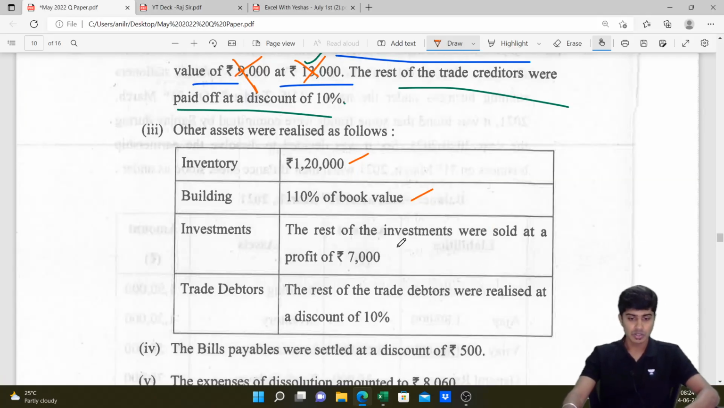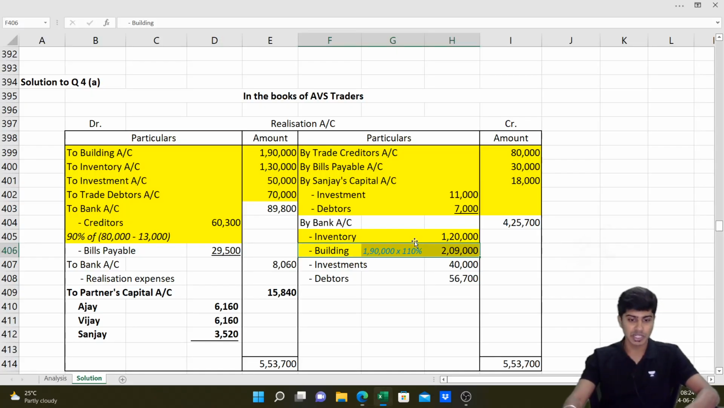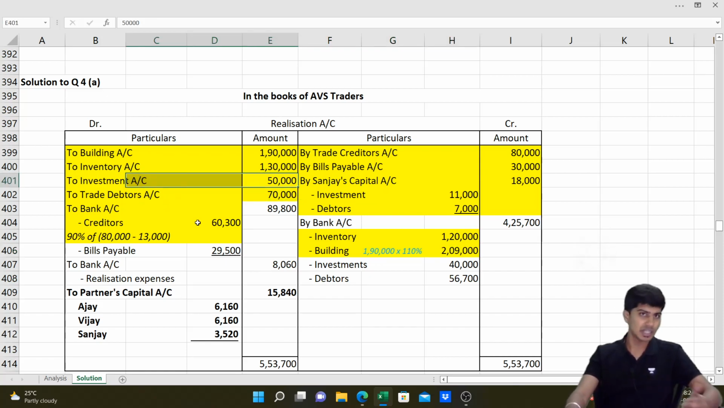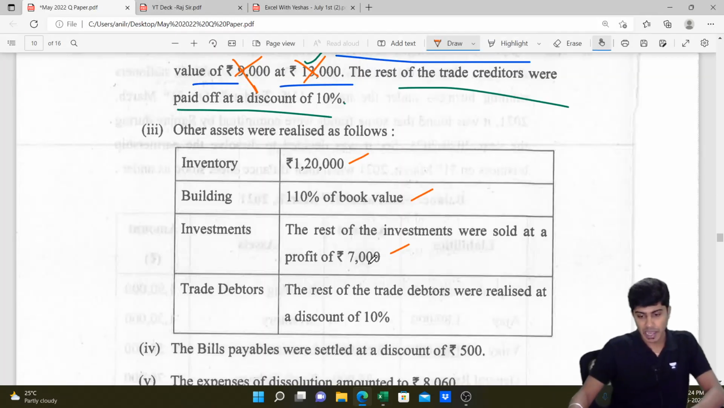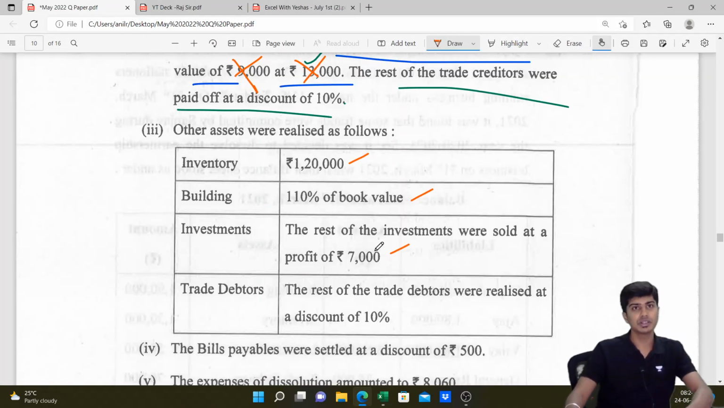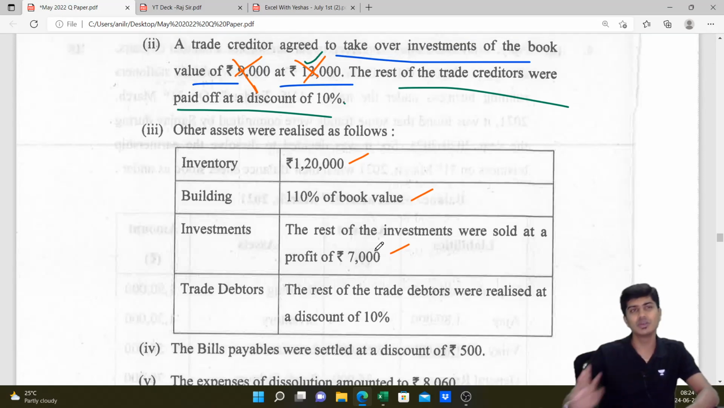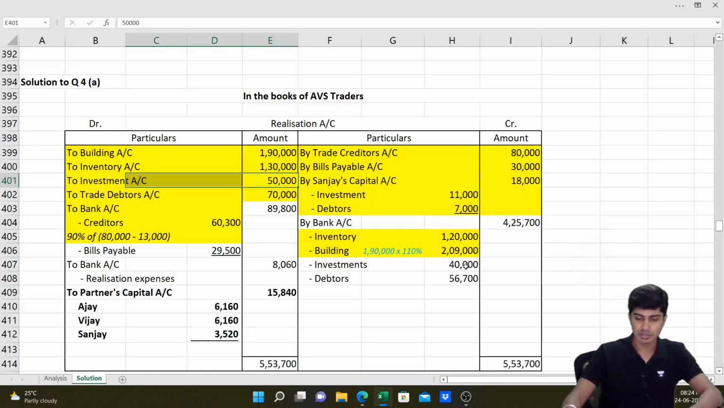Got it? So then they're telling investments, rest of the investments. 9,000 worth investments are taken. We had investments worth 50,000. In that, 9,000 worth investments are taken over. Balance 41,000. They're telling balance investments are sold for 7,000. Don't try to affect profit or loss here. Straight away write what is the value. 7,000 is the selling price. Just write 7,000.